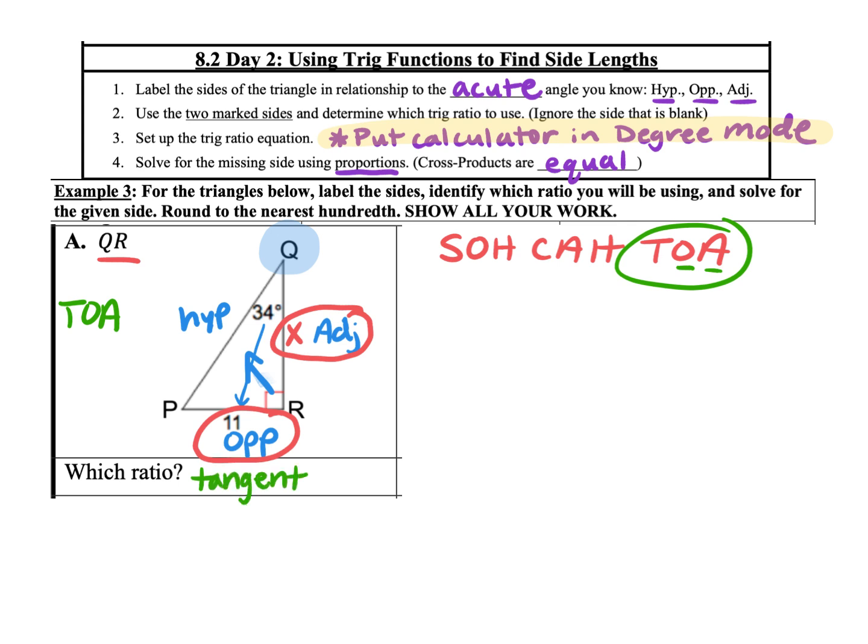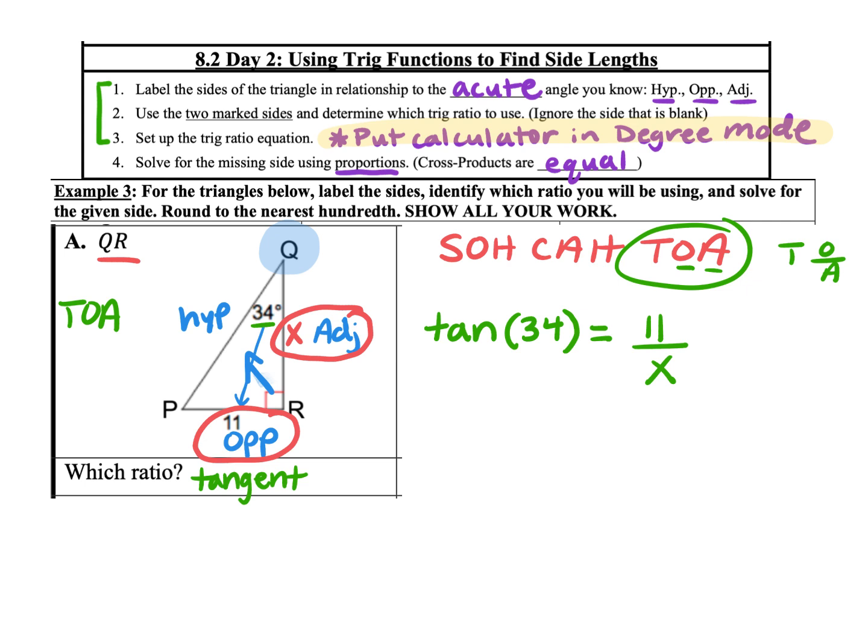So we are going to use the tangent ratio. And now I'll set this up. It's the tangent of the angle. And the angle, we can actually put the degree measure. So tangent of 34 degrees. And you'll see on the calculator that the degrees always go in a parenthesis, so I'm going to write it that way here as well. So tan 34 equals opposite over adjacent. So the 11 over the x. So that just completed steps 1 through 3. We labeled our sides, we determined which ratio to use, and then we set up a trig equation.